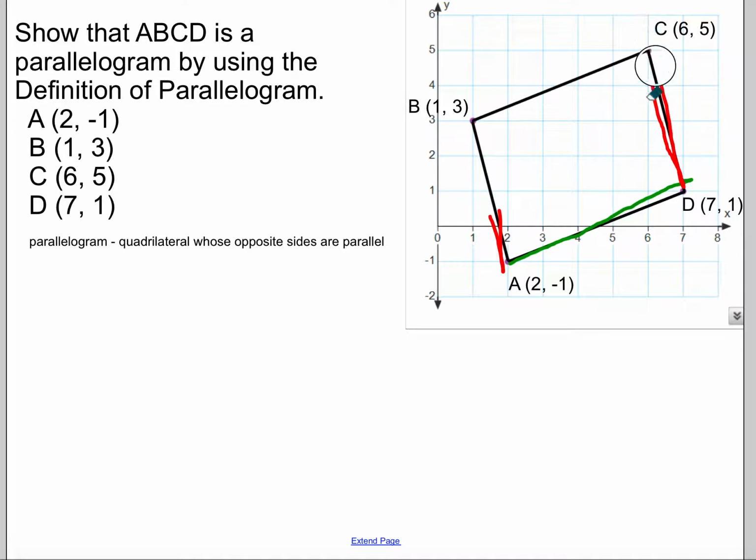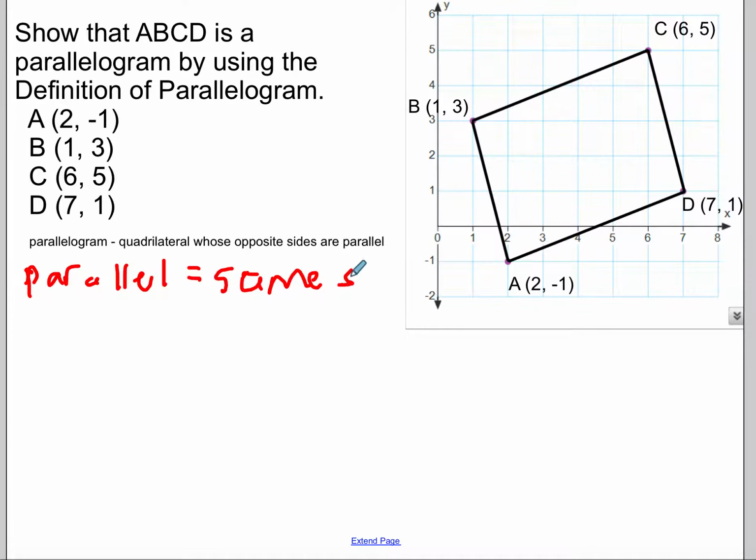So if you remember, we talked about this already this year, maybe you remember this from algebra, if two lines are parallel, then they will have the same slope. Okay, so parallel lines have the same slope. So what we need to do is find the slope of this line and see if they're the same. So let's do that.